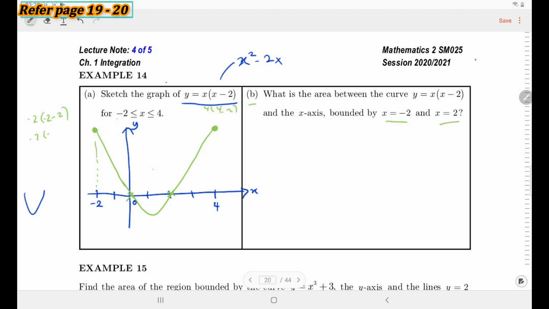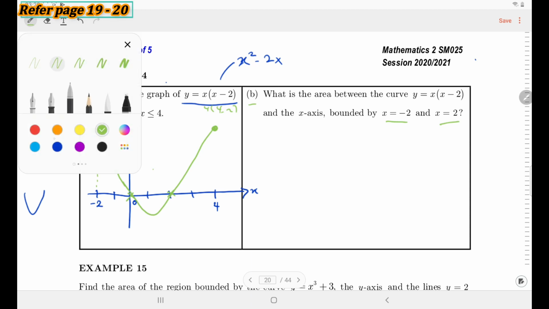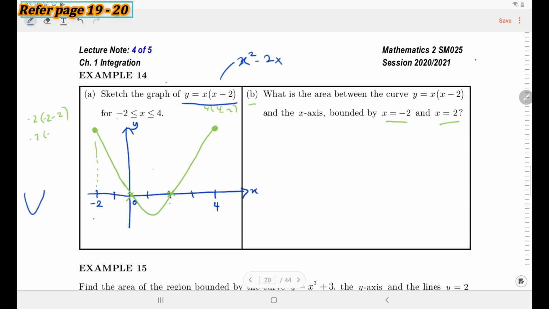Okay, we must first put the limit line first. Okay, change back to the blue one. Okay, here is 2. So from -2 to 2, so from here to here. Okay, so the question is asking to find the area between the curve and the x-axis. So the curve and the x-axis.